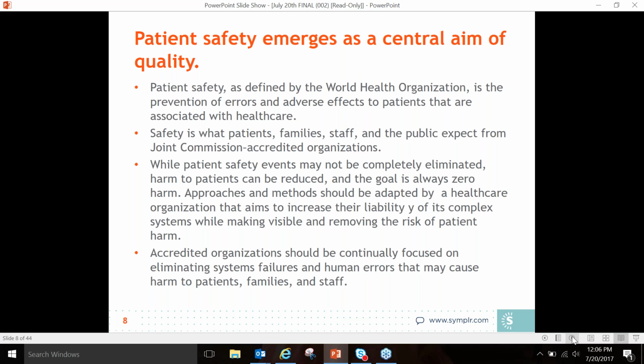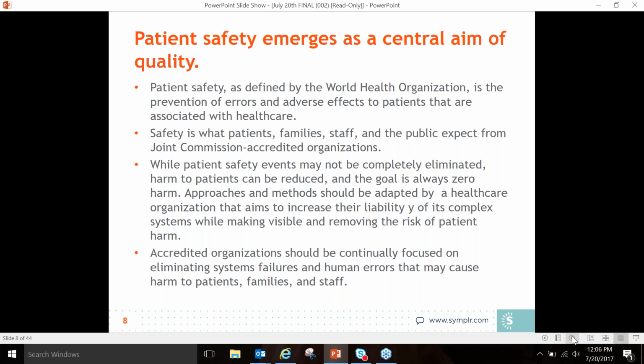So patient safety, as defined by the World Health Organization across the world, is the prevention of errors and adverse effects to patients that are associated with healthcare. Pretty simple. Safety is what patients, families, staff, and the public expect from Joint Commission accredited organizations or DNV organizations. So they know if you're an accredited facility, they're going to expect this.